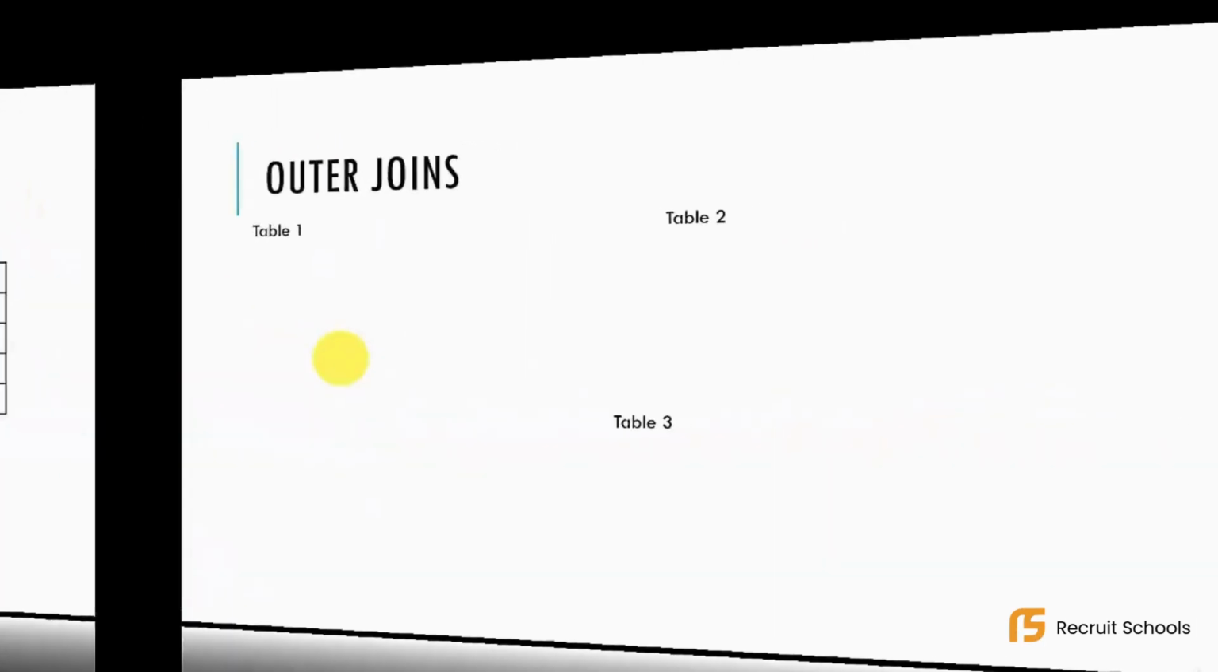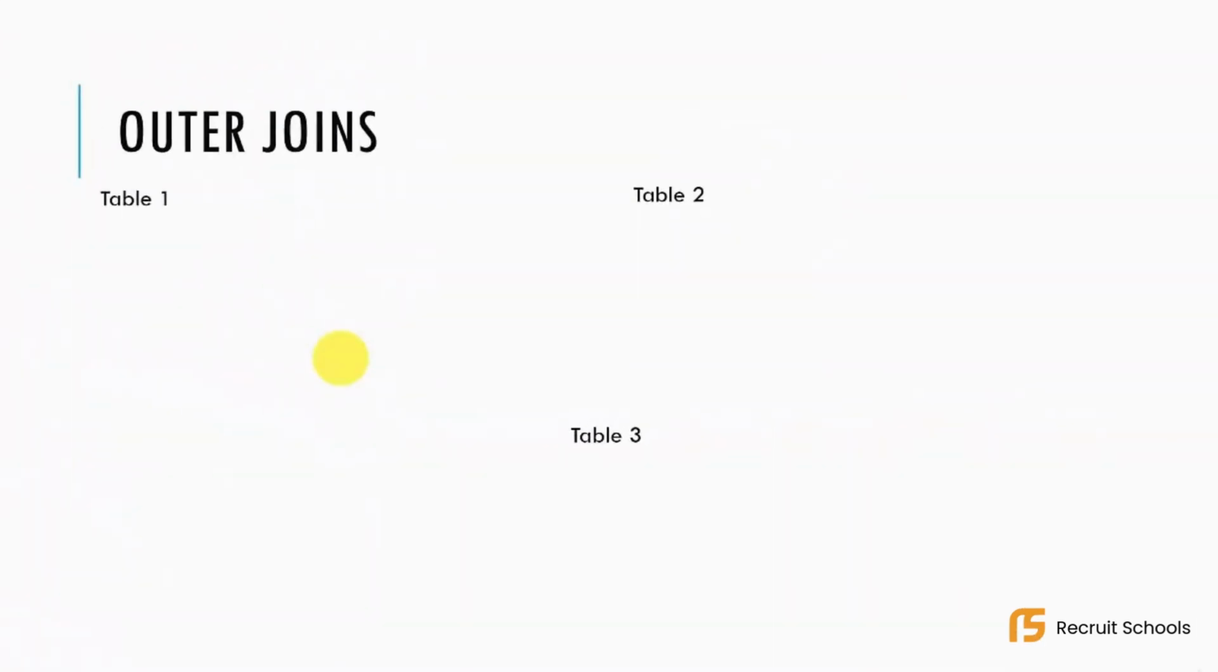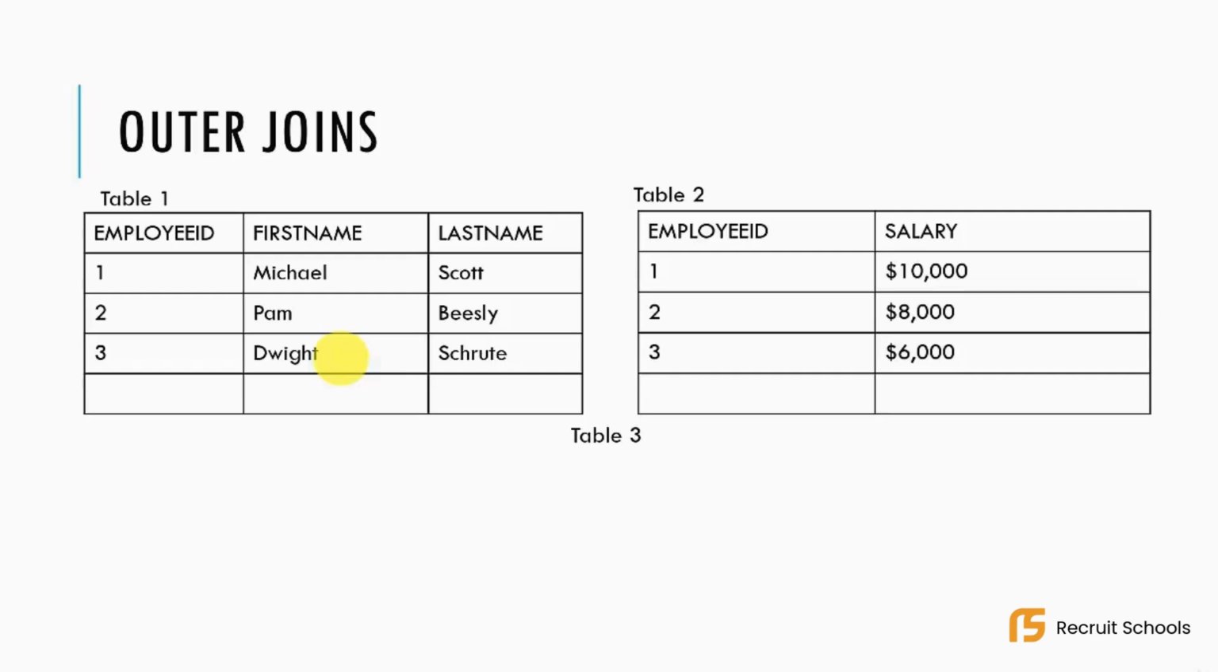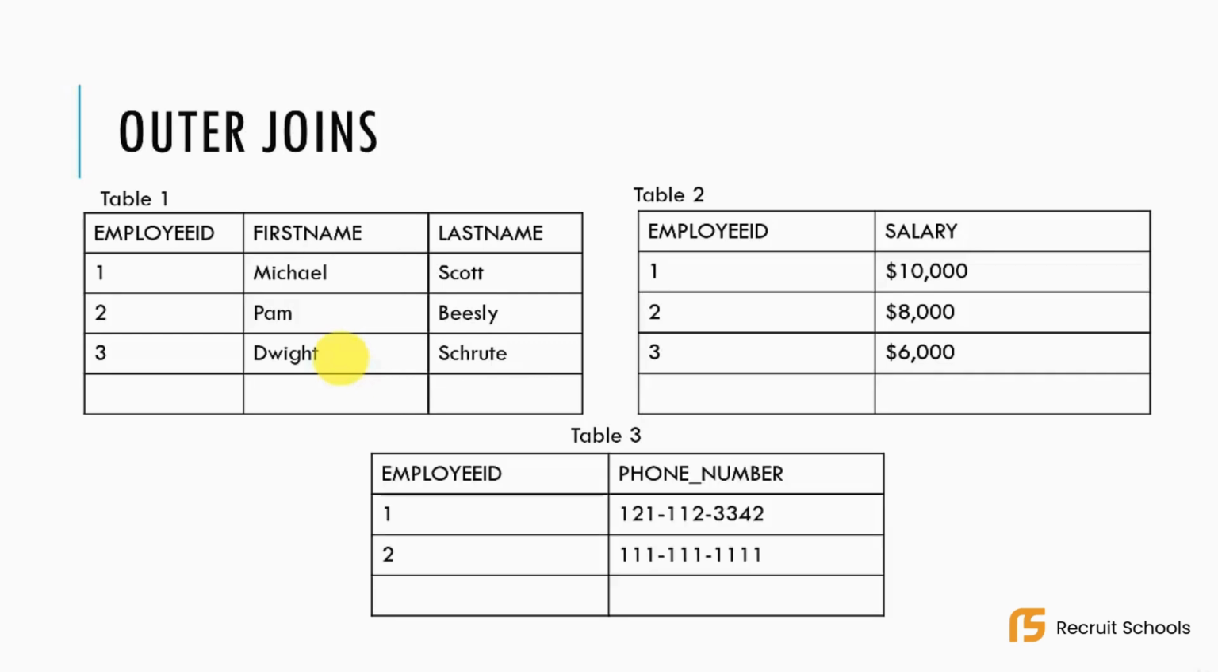Okay, let's look at outer joins. Let's consider a table which has employee ID, first name, and last name. Let's look at another table which again has an employee ID and the salary. This is pretty much the same scenario that we discussed in the previous slide, but here we are just taking a very slightly different approach. We are going to introduce a new concept called outer joins. We introduce a third table which stores employee ID and phone number.